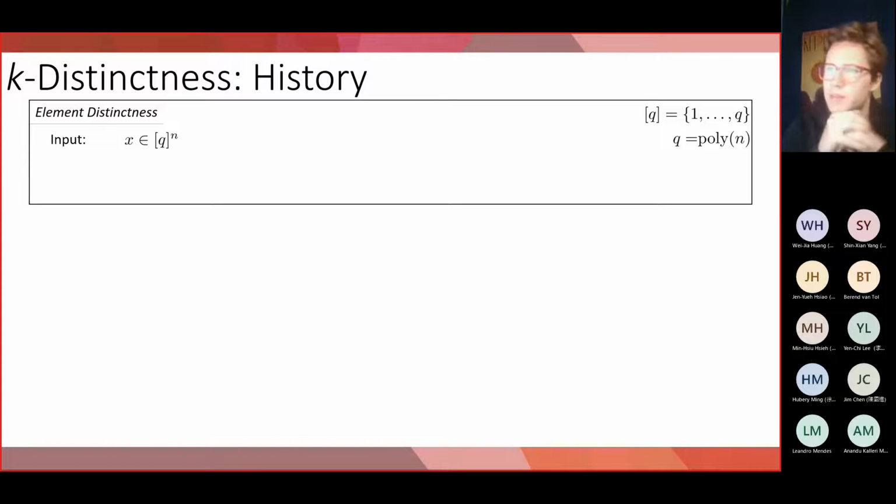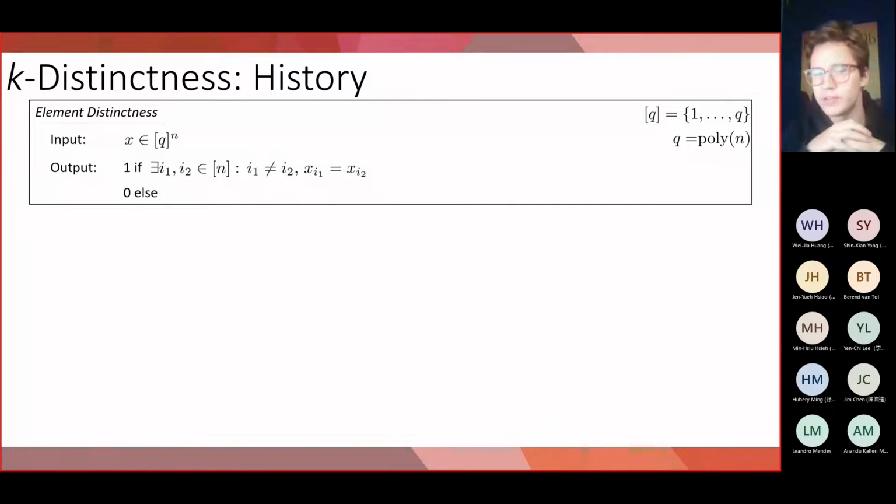In the problem of element distinctness, we have a list of, say, n elements, and these elements are polynomially sized in n, which basically means that we can efficiently write down all these elements in polylog time. And we have to decide whether there are two elements in this list that are equal or not. So we have to decide if there are two indices in this list such that their elements are the same, or if they're actually all distinct. That's where the name element distinctness comes from.